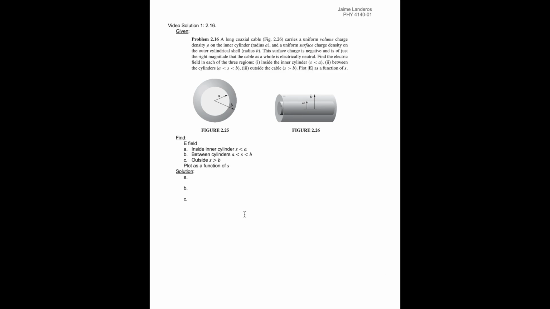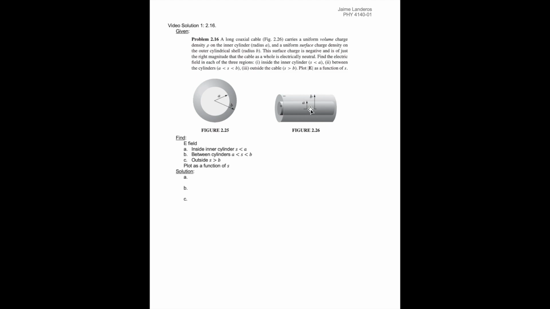Okay, hello. Today we'll be solving problem 2.16 out of Griffiths, and we have this figure 2.26 here on the right. So we have a long coaxial cable carrying a uniform volume charge density rho on the inner cylinder with radius A that you can see here. And then we have a uniform surface charge density on the outer shell with radius B.